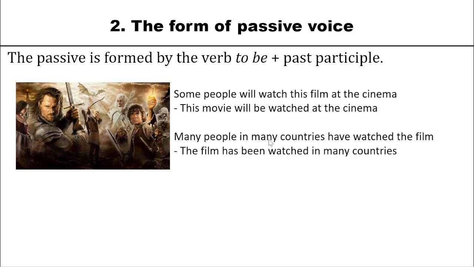Many people in many countries have watched the film. Okay, so the passive sentence is the film has been watched in many countries. Okay, so this is present perfect, yeah? So we also use present perfect in the passive sentence. The film has been watched. Okay, so here we also have be, been, the verb 3 of be, yeah?